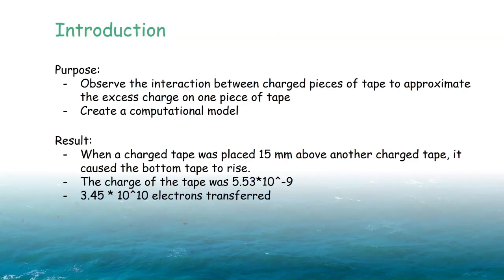The purpose of this lab was to observe the interaction between charged pieces of tape and approximate the excess charge on a piece of tape. A computational model was also created on GlowScript to simulate the results. It was discovered that when a charged tape was placed 15 millimeters above another charged tape that was initially bent in a U, that bottom tape rose to the top tape. The final charge of the tape was 5.53 times 10 to the negative 9th power, and dividing this by the charge of an electron produces 3.45 times 10 to the 10th power, which is the number of electrons transferred.